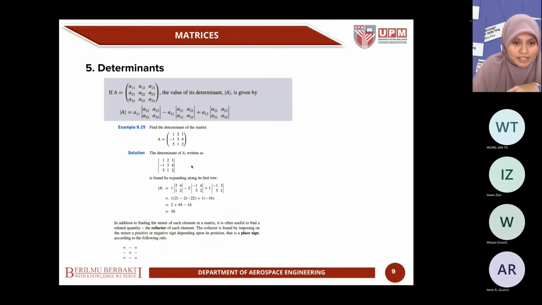So that's why for the second one, A12, we need to put minus in front. The rule is like this: plus, minus, plus, minus, plus, minus, plus, for each component in the matrix. So this is the sign for the cofactor.